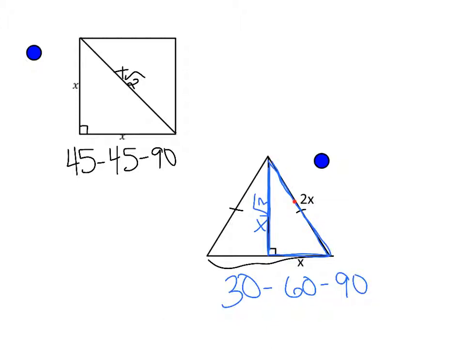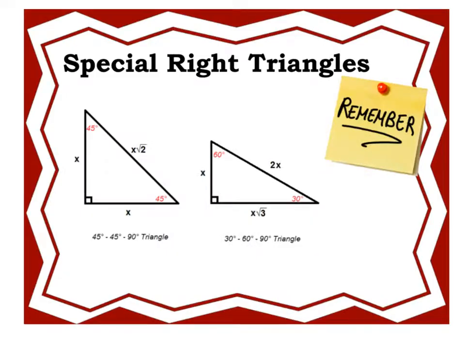Like what if you already knew that this was 50? Well, if this hypotenuse is 50, then this short leg would have to be half of it. So this would be 25. And if this was 25, then this would have to be 25 times root 3. Happens every time. So let's practice that a little bit.